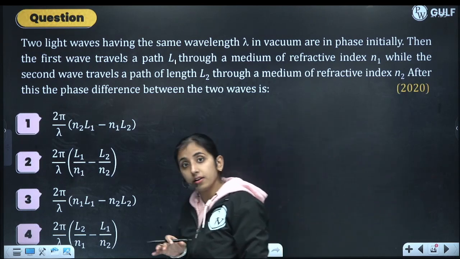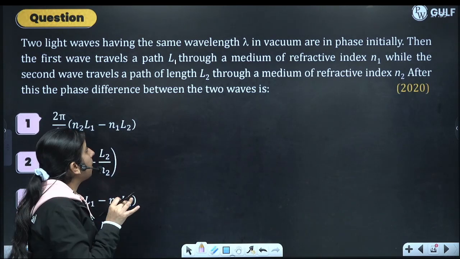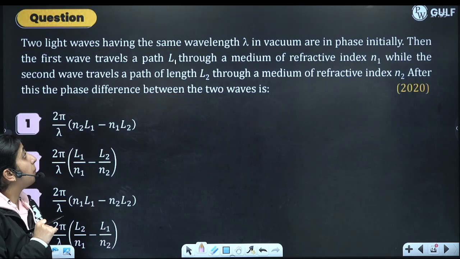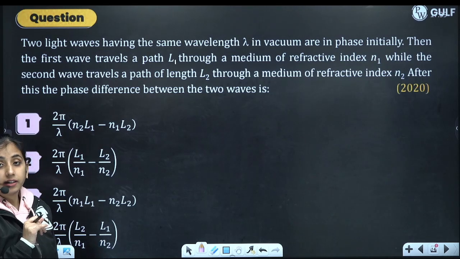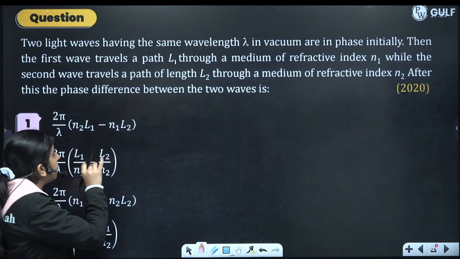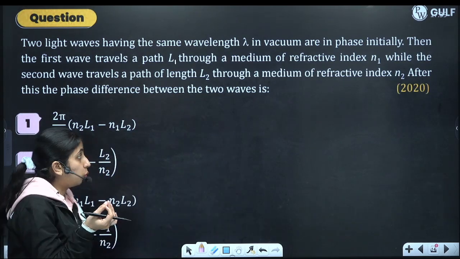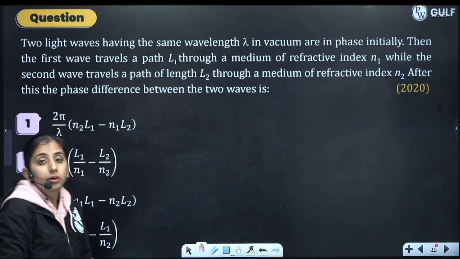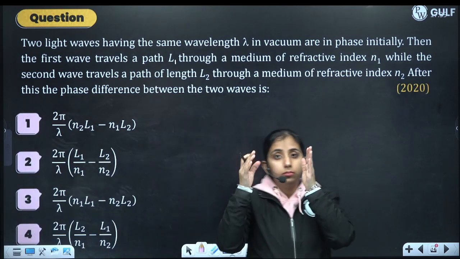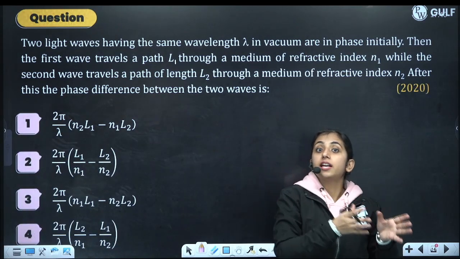Initially both were in phase, two waves having the same lambda. Then the first wave travels a path L1 through a medium of refractive index N1, while the second wave travels a path L2 through a medium having refractive index N2. After this, what is the phase difference between the two waves? Now there is a geometrical length, and there is an optical length.